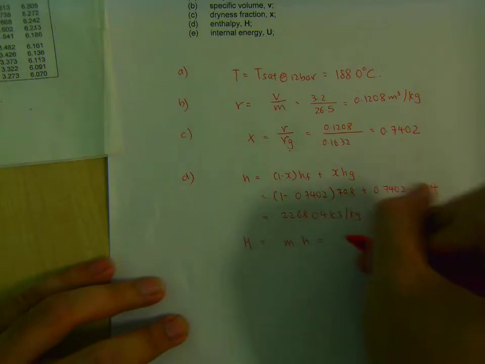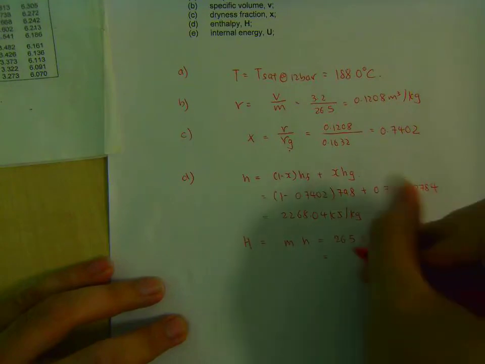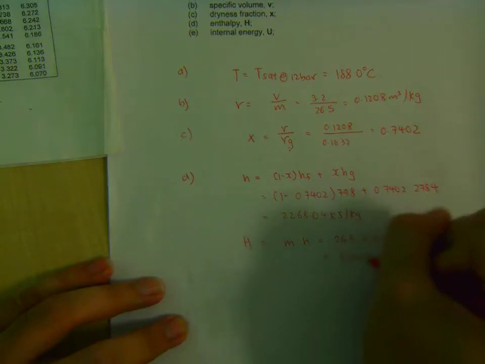To get the full enthalpy, big H is mass times specific enthalpy. So 26.5 multiplied by 2268.04, and here you will get 60103 kilojoule.